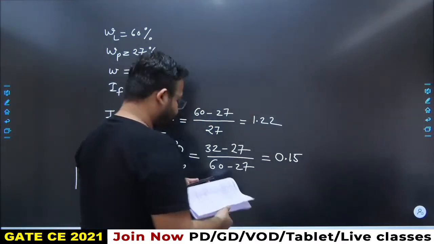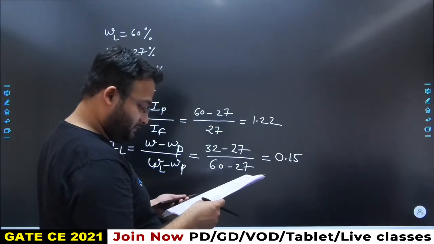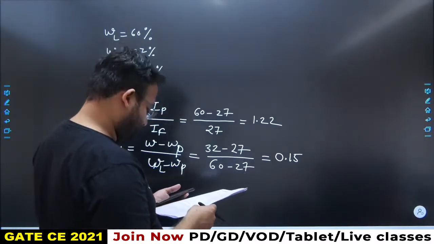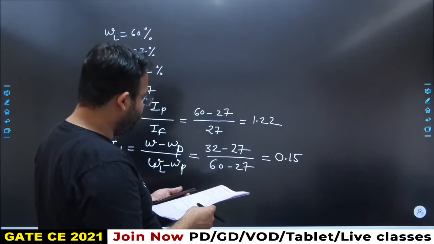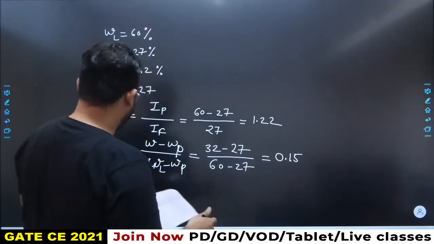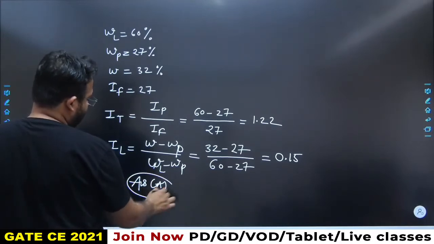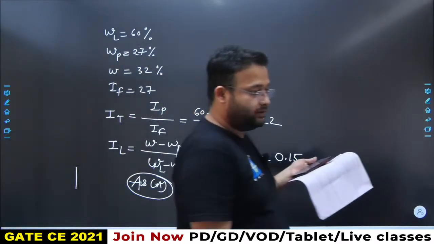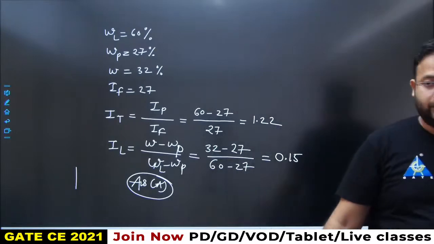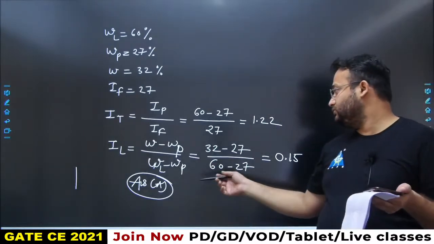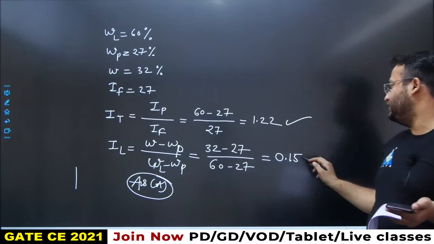So you can see in the options, first they asked me to calculate the toughness index. So the toughness index is 1.22 and the liquidity index is 0.15. So the correct answer is option number A. Total 4 options they have given. Option A means these 2 values you can have.